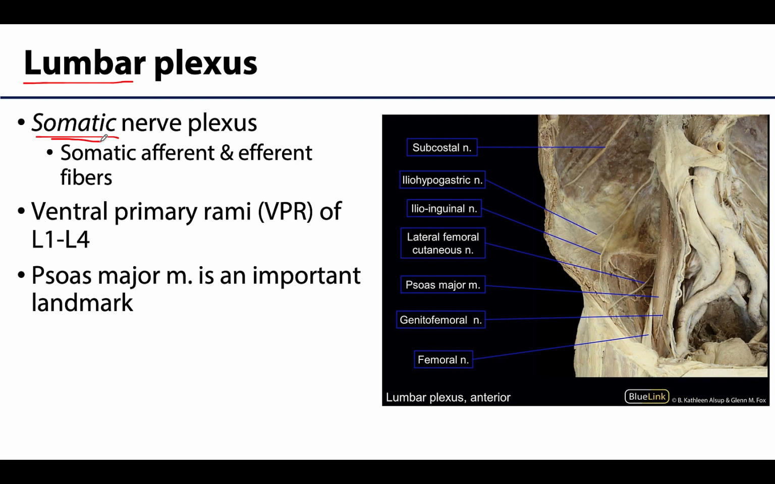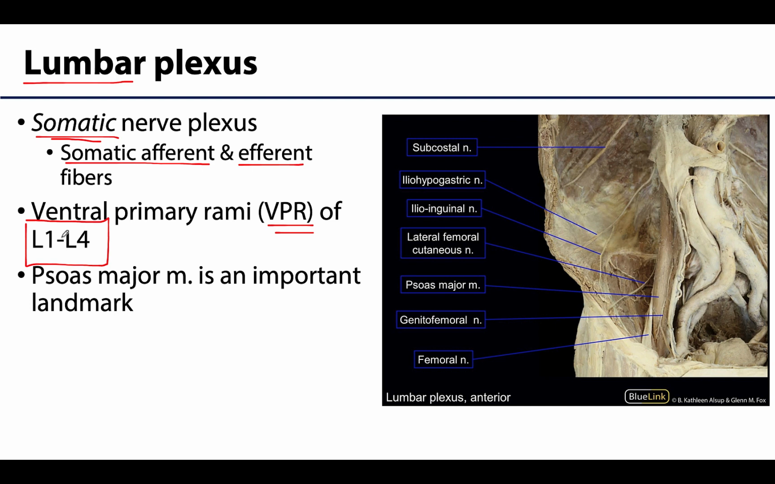So this means that the majority of the fibers that are going to make up the lumbar plexus are either somatic afferent or efferent fibers. So they're innervating skeletal muscle, they're innervating skin, and other more somatic structures. These somatic fibers are derived from the ventral primary rami, or the VPRs, of spinal nerves L1 through L4, thus the name lumbar plexus. So that L, recall, means lumbar.